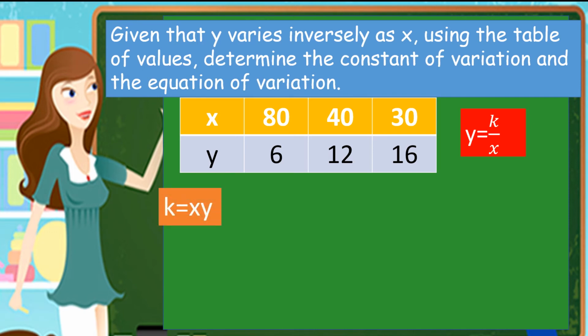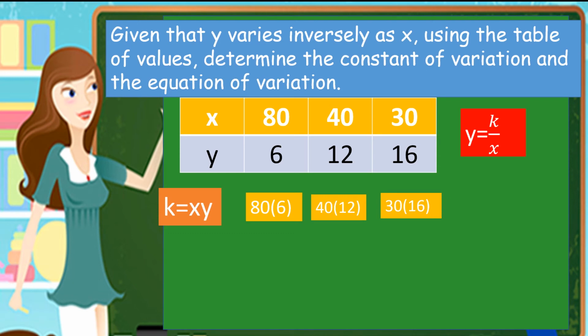Then, using the formula k is equal to xy, so we have 80 times 6, 40 times 12, and we have 30 times 16. Meron tayong k na 480. So dito, nahanap na natin ang value ng constant of the variation na siyang tinatanong.